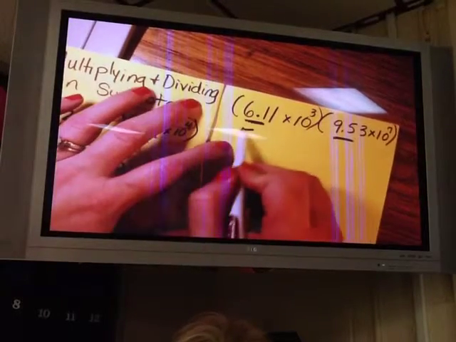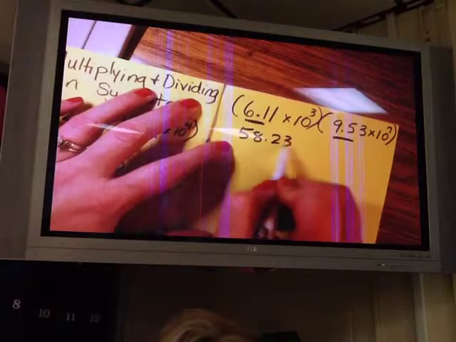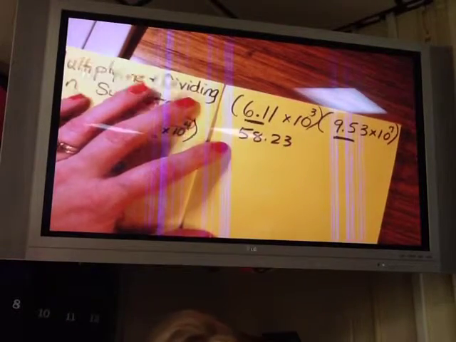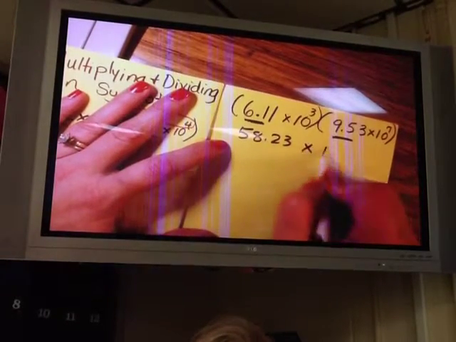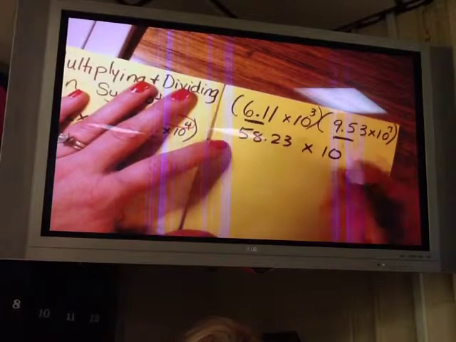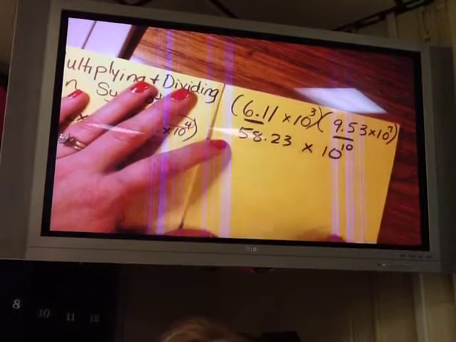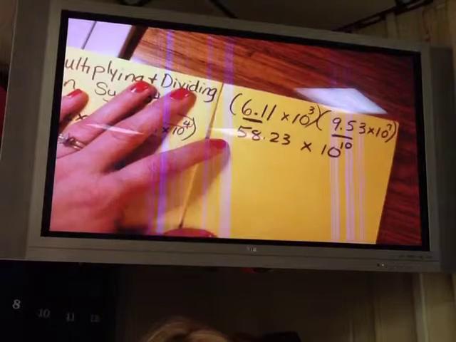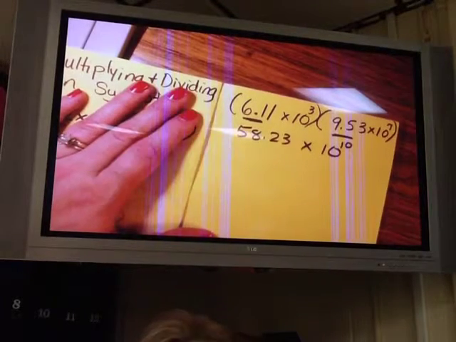This is what I get rounded. What am I supposed to do to my exponents? Add them. So it's going to be 10 to the 10th. Now, does someone see something wrong with that? Yeah, it takes too long.